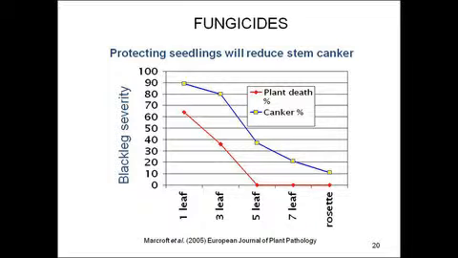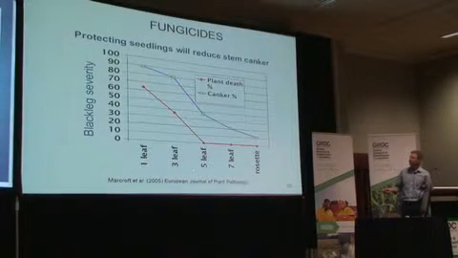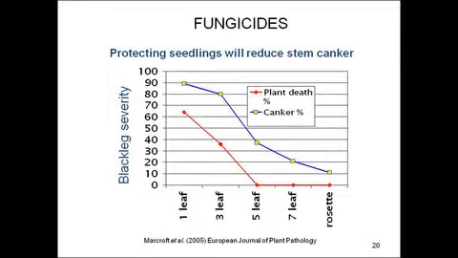So we grew plants up, we sowed them at different times, and then we put them all out in the field on the same day. So the plants range from the first leaf to the rosette stage. We looked at how much disease they get. And you can see here by the 5th leaf stage, we no longer get any plant death, and the levels of stem canker have reduced greatly.